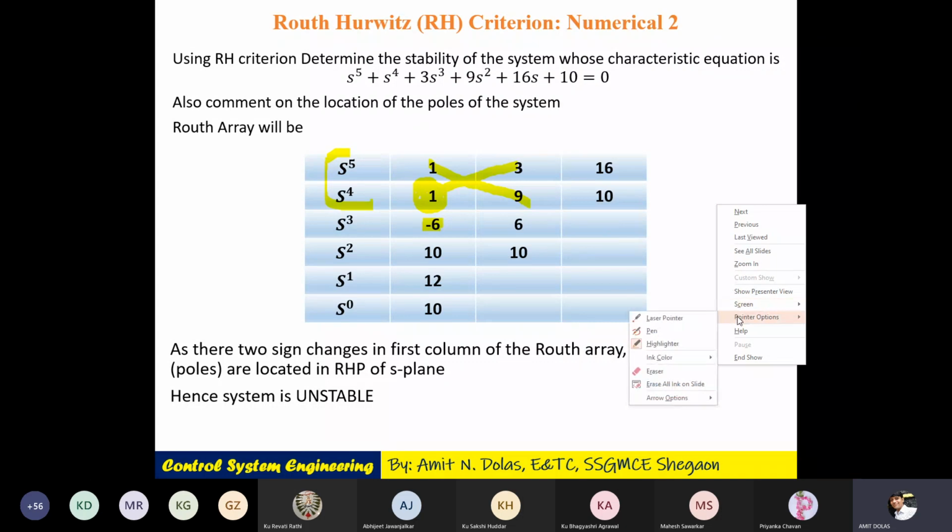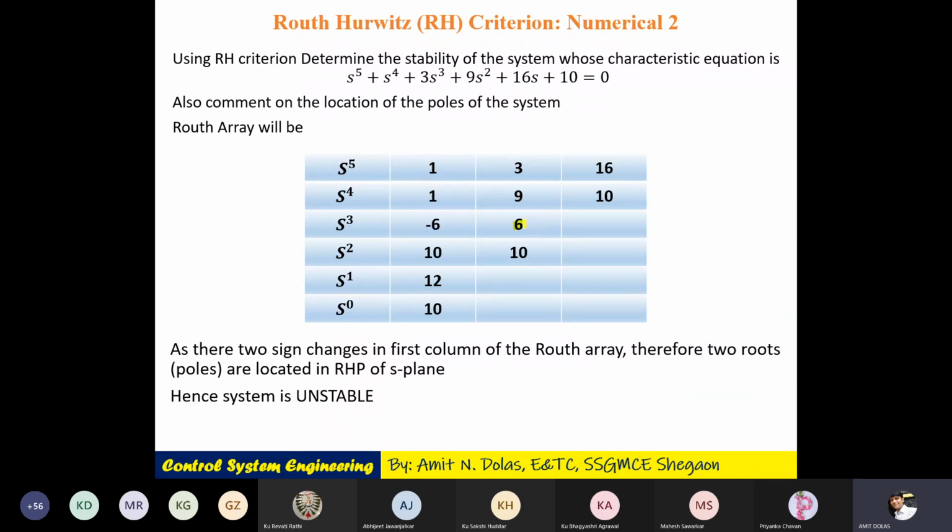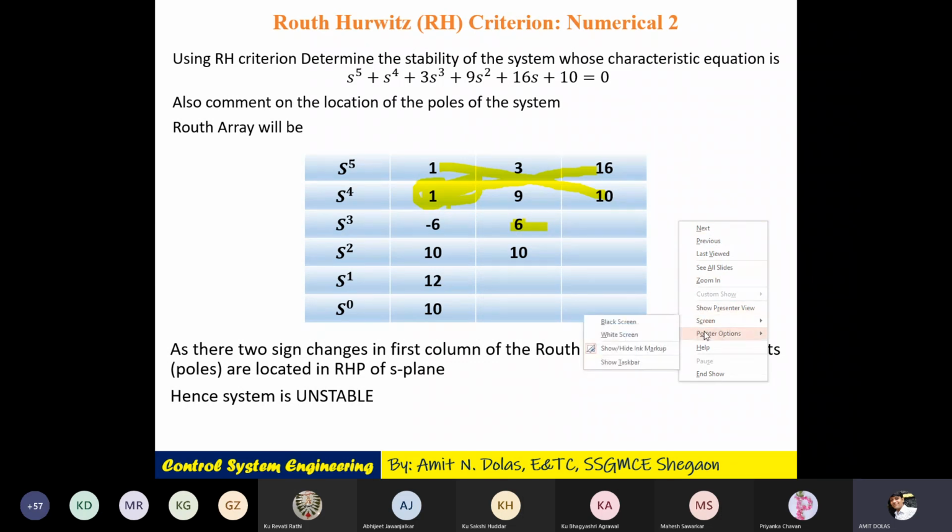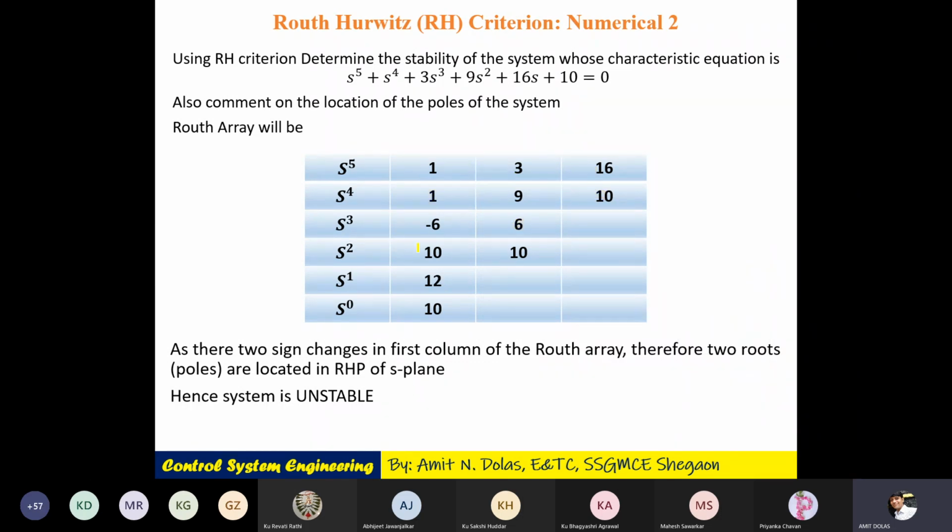Let's go for another element. We have to calculate this, but we must take the 1 as reference, not go to the 9. I think you are going to this one, so that is wrong. So I'll go for this element now. So it will be what? 1 into 16, that is 16, minus 1 into 10, that is 10. So 16 minus 10 will be 6. Divide by this first element, that is 1. So it will be 6. So in this way we got minus 6 and 6. Then we'll move to the next element.